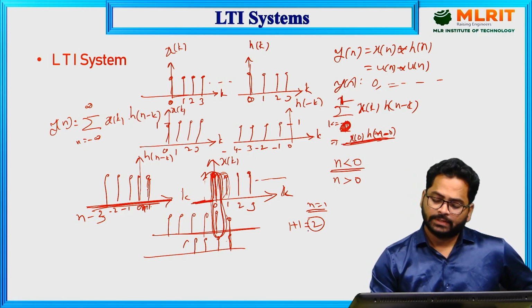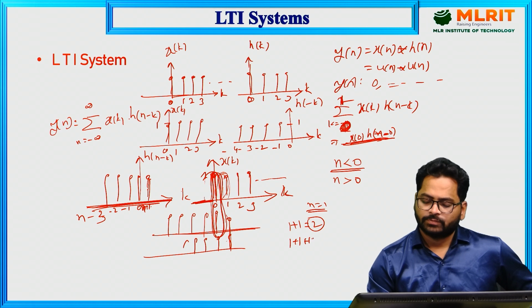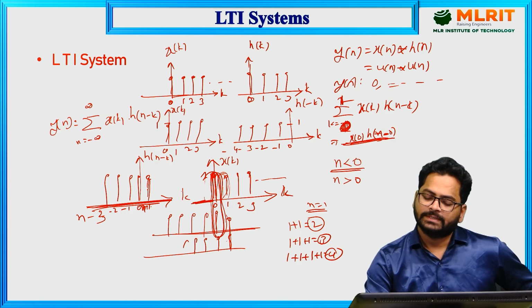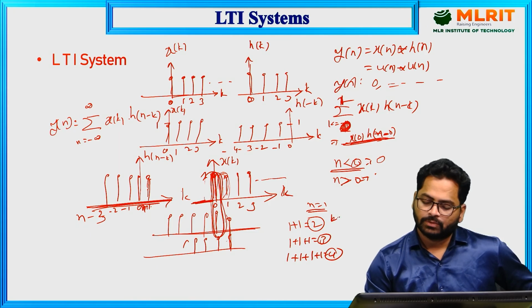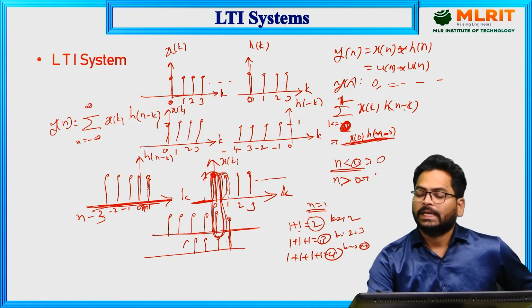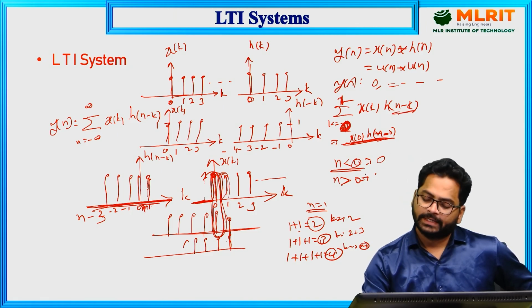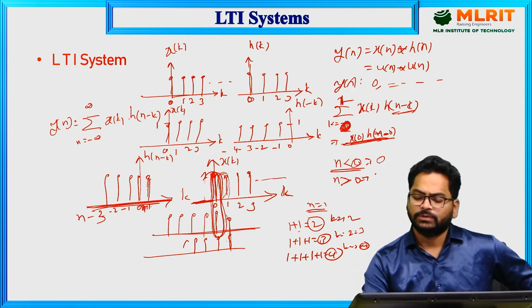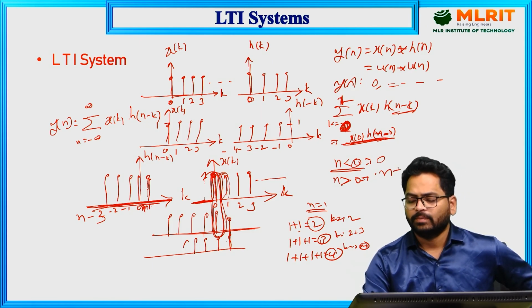For the next one, 1 plus 1 plus 1, you get the value 3. 1 plus 1 plus 1 plus 1, you get the value 4. That means for n less than 0, you get 0. For n greater than 0, for k equals 1 you get 2, k equals 2 you get 3, k equals 3 you get 4. That means for k equals 0 to n minus 1, you get the value n plus 1.